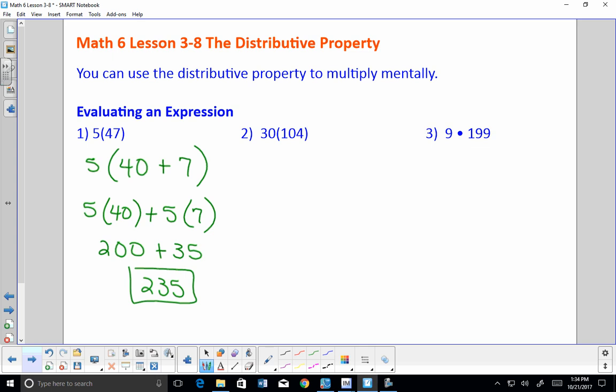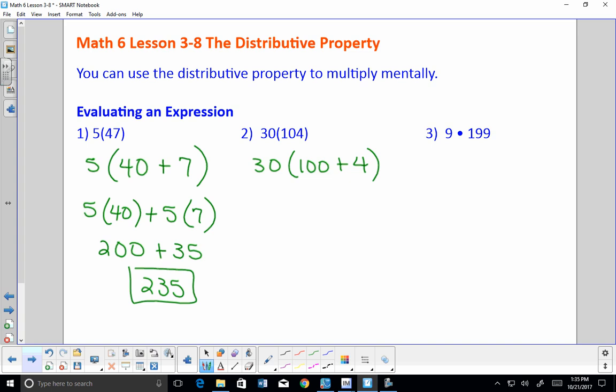Let's look at number 2, 30 times 104. I'm thinking of this and I'm like going, 104 is the same as saying 100 plus 4. So I could rewrite this as 30 times (100 plus 4). The distributive property comes from the word distribute. When I distribute papers to every student, that means I go around the room and give every single student a paper.